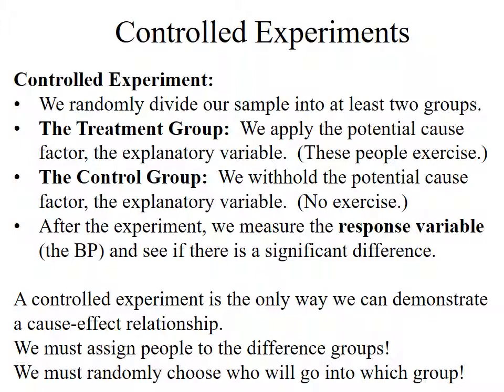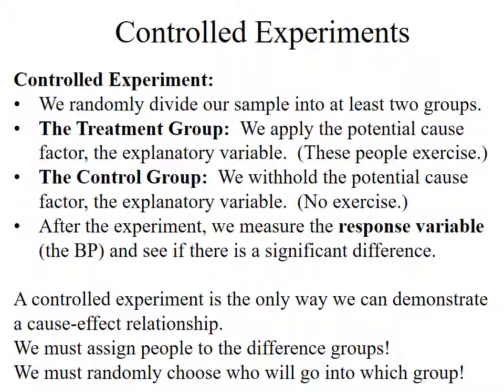The only difference is that we assign them randomly, and let's face it, we own randomness. We know everything there is to know about randomness. We're going to study that later in the course. We know how randomness works. And so the only difference between the two groups is this group was assigned to do the exercise and this was assigned to not do the exercise. That's the only way we can establish a cause-effect relationship. Since that's the only difference, if there is a difference in blood pressure, then we know that it must be the result of the only real difference, which was in this case the exercise.